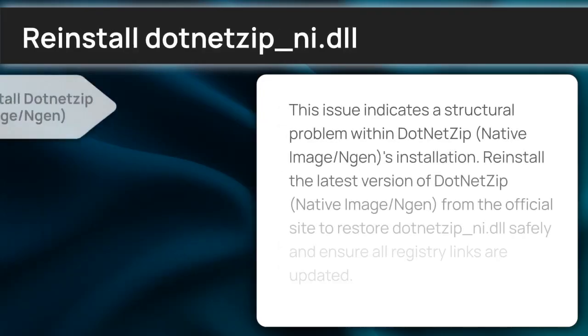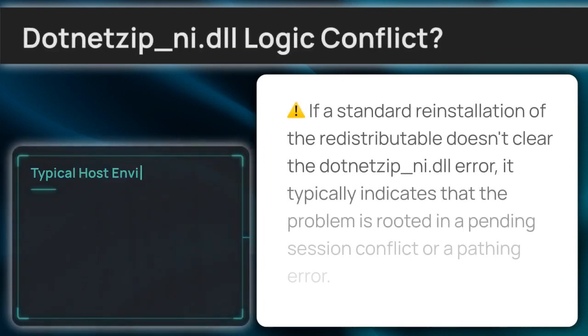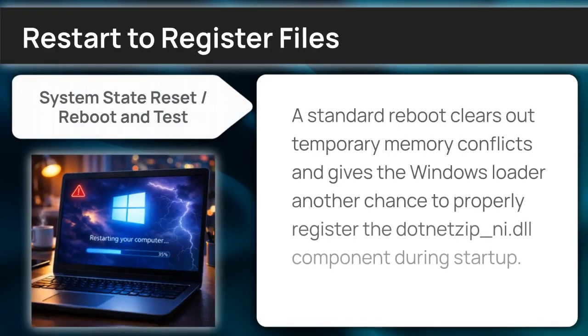This issue indicates a structural problem within the Dotnetzip native image/Ngen installation. Reinstall the latest version of Dotnetzip native image/Ngen from the official site to restore the Dotnetzip native image DLL safely and ensure all registry links are updated. In the event the error remains visible, we need to verify the environment's ability to register new shared resources. A simple restart can resolve file-in-use errors that mimic a missing Dotnetzip native image message. It's a low-effort step that ensures your operating system starts with a clean execution stack.